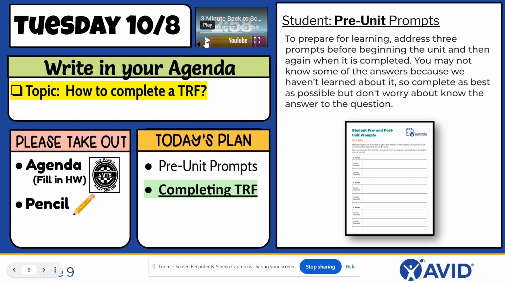So since this is a new unit, we do have pre-unit prompts. It's going to be a paper version this time, so they will need to be distributed. And then once they are, again, to prepare for learning for this unit, address 3 prompts before beginning the unit, and then again when it's completed. You may not know some of the answers because we haven't learned about it yet. So it's okay, complete it as best as possible, but don't worry about knowing the answer to the question.